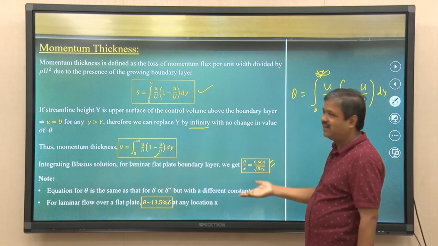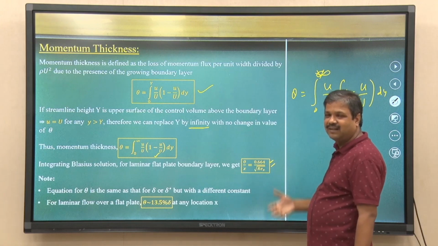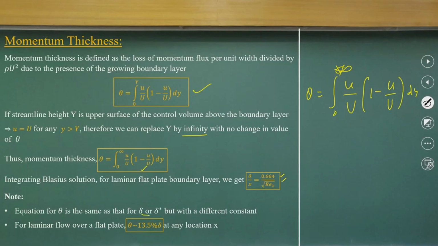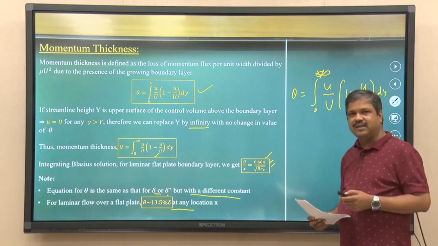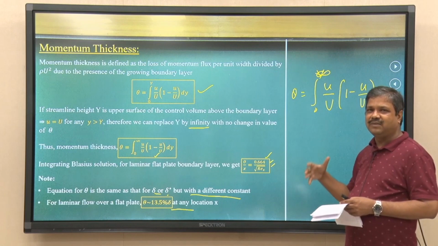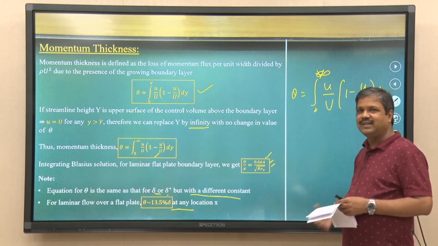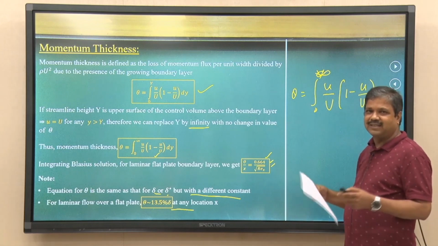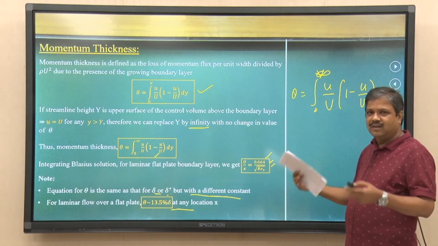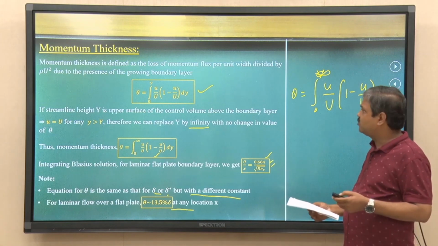We have different naming, momentum thickness or skin friction factors, but both are the same. Theta is of the same form as delta, but with different constant values, like 0.66 root by Re, which is 13% at location x. Mostly this type of concept comes in GATE or engineering services exams, but try to understand it as an equivalent thickness, displacement thickness as well as momentum flux thickness, because of the change of flux, the net force acting as skin friction on a flat plate due to the formation of boundary layers. That is the point we are talking about.